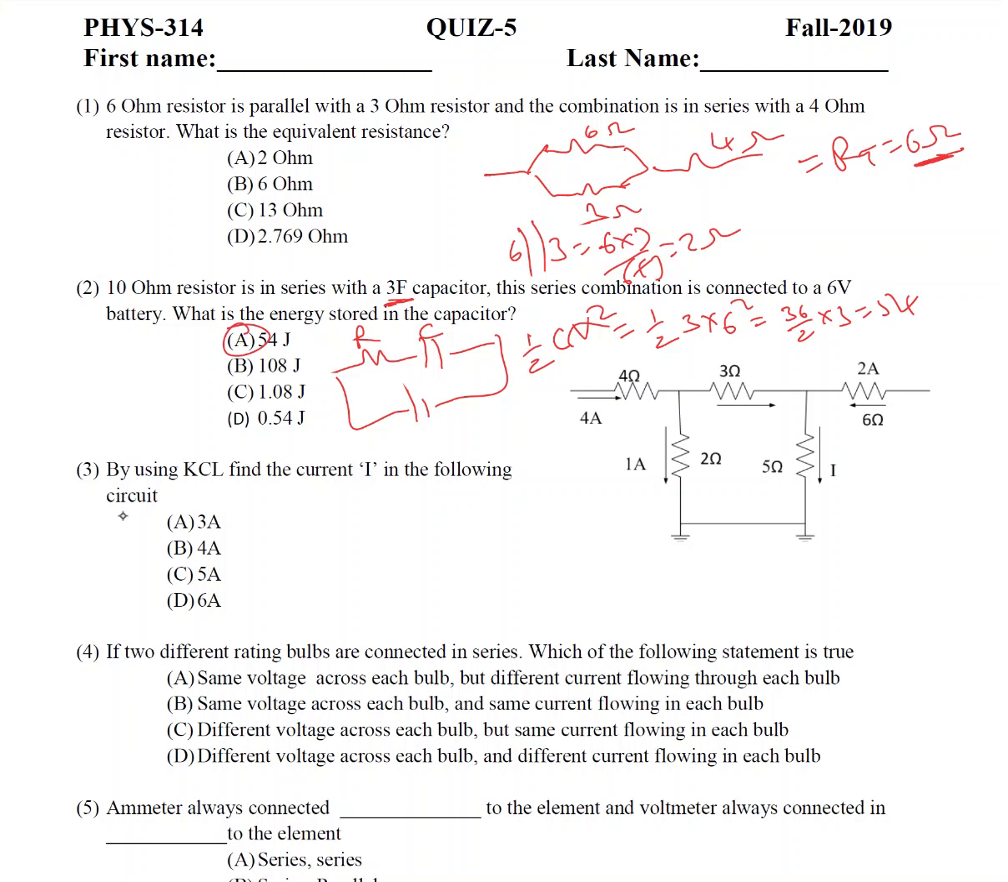Okay. Next one. By using KCL, find the current I in the following circuit. According to Kirchhoff's current law, current coming into the junction must be equal to current going out of that junction. So 4 amperes is coming in, 1 going out, so 3 must be going in that direction, and 3 is going there, and 2 amperes is coming in this direction. Don't get confused, the arrow is down here, the amperes are up there, it doesn't make any difference. Same, 2 amperes is current coming in. So I must be 3 plus 2, 5 amperes.